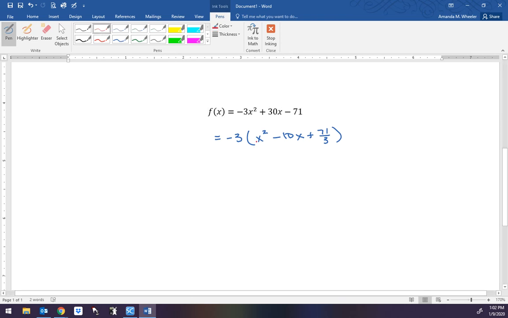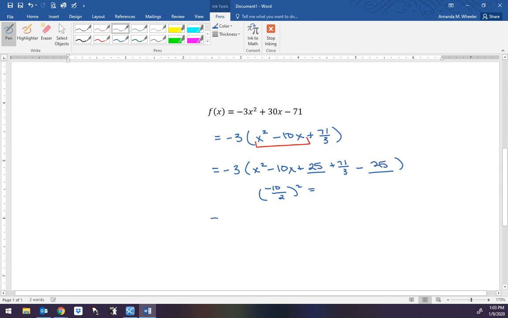Again, we want to complete the square for these first two terms. We're going to add and then subtract the same value. Here our b is negative 10, so negative 10 divided by 2, quantity squared. Negative 10 divided by 2 is a negative 5. Quantity squared is positive 25.